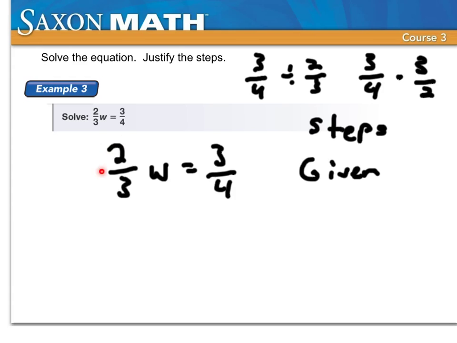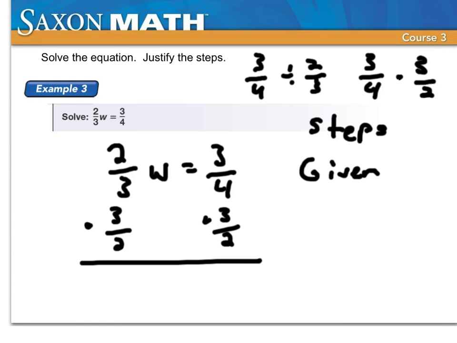So instead of saying we're going to divide by 2/3, anytime we have a fraction, we are going to multiply by its reciprocal, 3/2. So I'm going to take both sides times 3/2. Because 2/3 times 3/2, those cancel and leave me with just 1, so that's like 1W. So essentially what those do is they cancel each other out. Multiplying by the reciprocal cancels out.